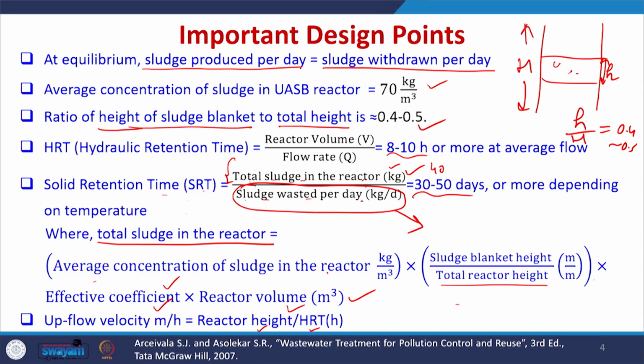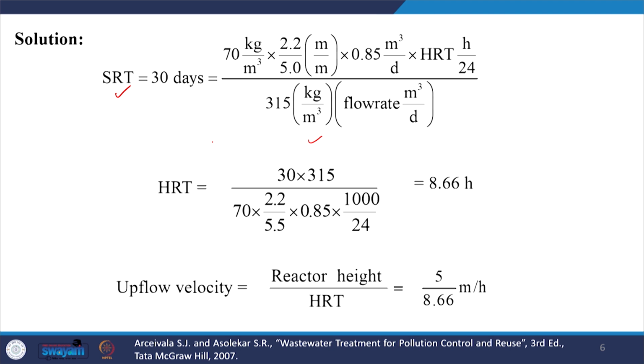First, we have to calculate the total sludge in the reactor. Total sludge in the reactor is the average concentration of sludge in the reactor, which is 70, times the sludge blanket height, which is given here as 2.2, divided by the total reactor height of 5 meter, times 0.85, and the reactor volume we can calculate. So, this is what has been done here. You can see 70 is this, 2.2 meter is the height, 5 meter is the reactor height, 0.85 is the effective coefficient.